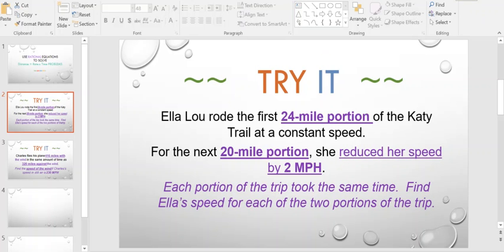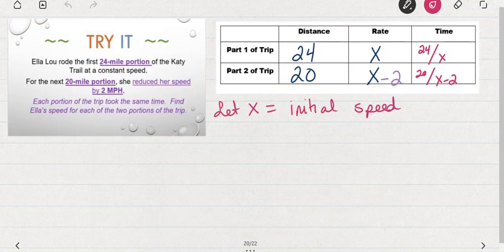I'm going to get a better understanding of this problem by putting the information into a chart. You can see that I've started that work here already. I've created a chart, a distance, rate, and time chart, and I've labeled the rows as the first part of the trip and the second part of the trip. The first distance was 24, the second was 20.